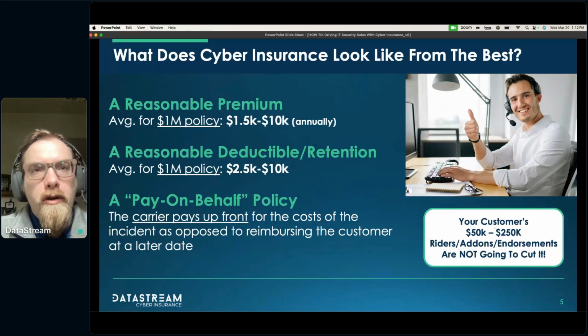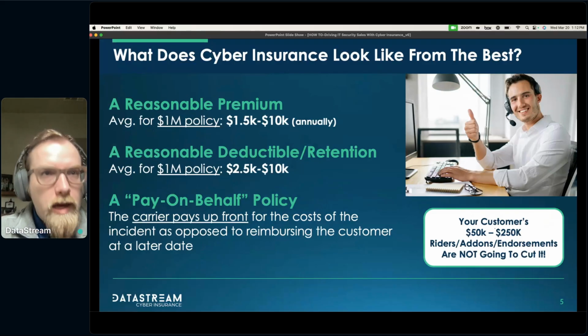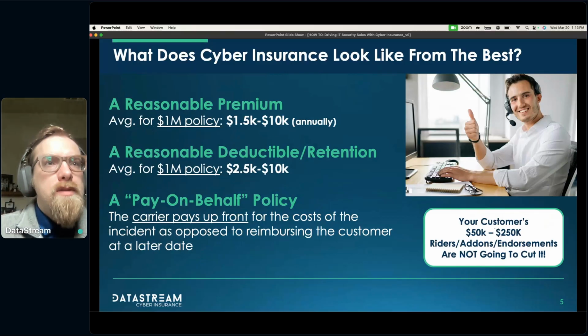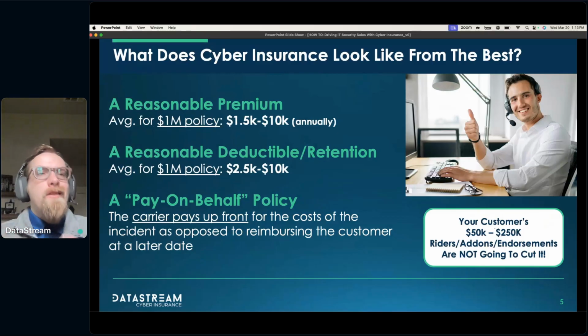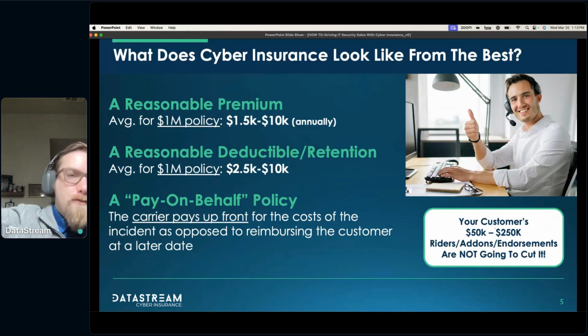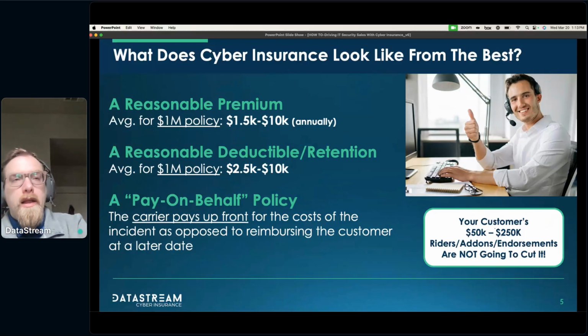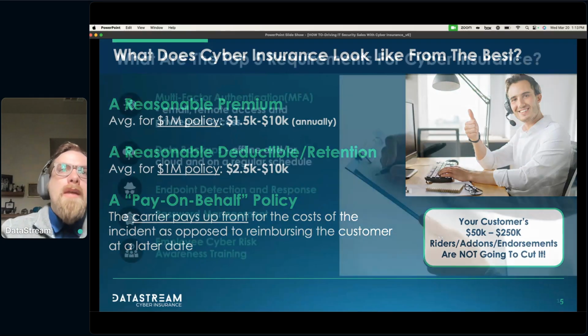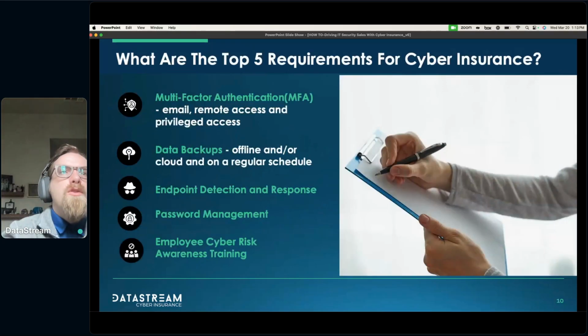Most commonly, this is found on ransomware coverage, because the carrier is going to come in and actually just pay that ransom right then and there, versus a reimbursement type policy, which means the customer covers the cost of the incident as it's occurring, and then they're battling the carrier for the foreseeable future, trying to get them to reimburse them for the damages. So obviously, we highly recommend looking into pay on behalf policies, which, as I mentioned, are mainly offered by those gold star carriers.